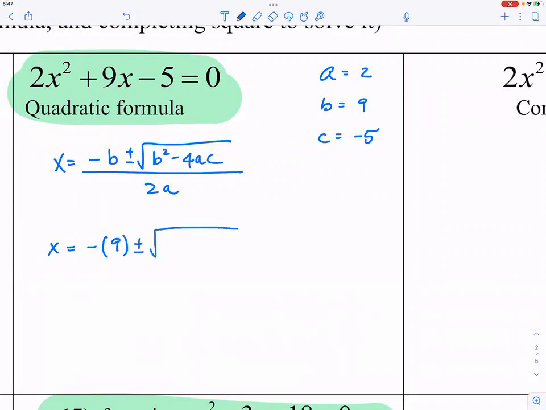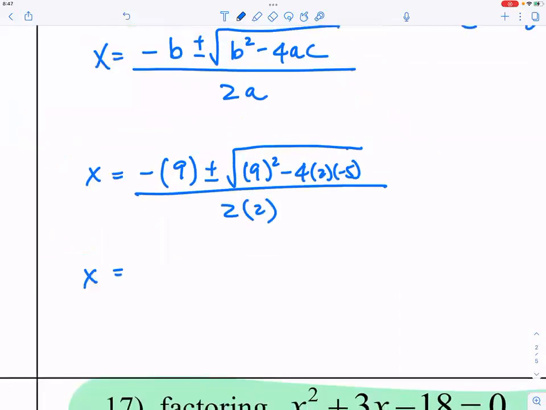If you remember what I said, when you substitute, make sure you use parentheses. And when you draw your root, make sure you extend it long enough to cover all the numbers underneath the square root. b squared minus 4ac over 2 times a. So you have a bunch of numbers right here. Take care of them one by one.